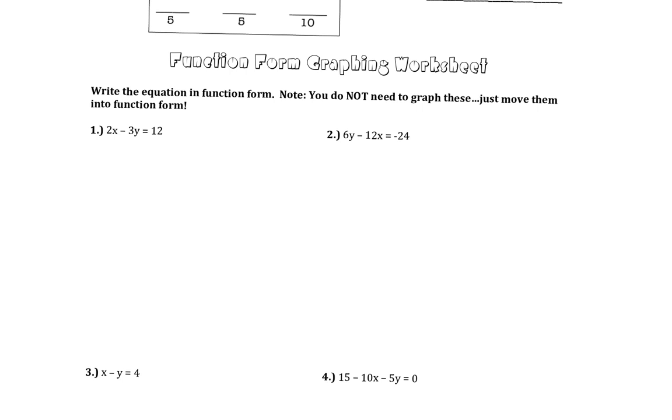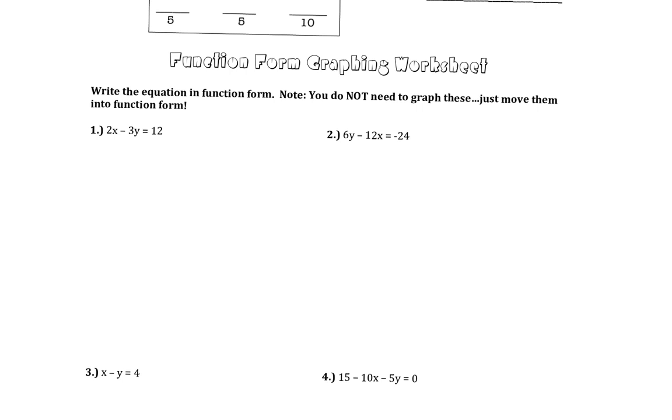We also practiced moving equations into function form. So we talked about how we have to get to that form: y equals the x term plus or minus the constant. And so those were the two skills we worked on. And today we are going to review those skills and combine them together.